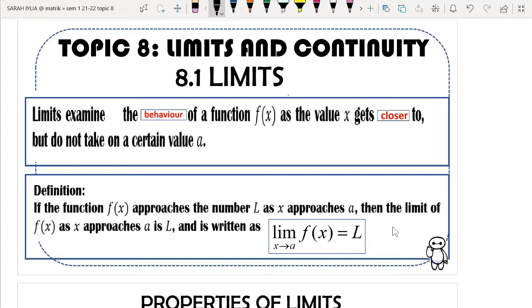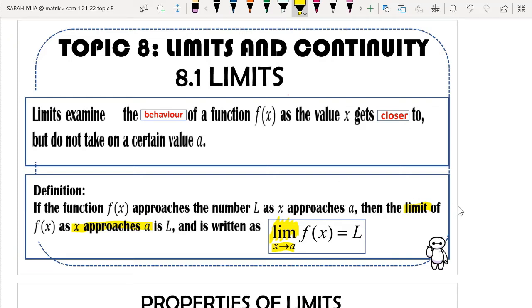If the function f(x) approaches the number L as x approaches a, then the limit of our function is written as lim x arrow a. That one we call approaches. Saya highlight kat sini. So lim, that one we call limit. Then x arrow a, that one we call x approaches a. And then we have the function of x and L as our answer. That's how we define it.